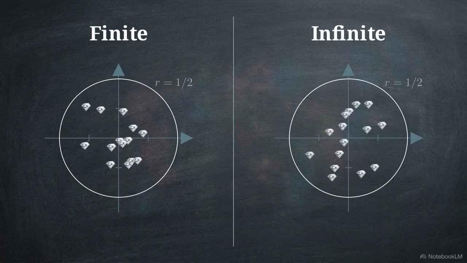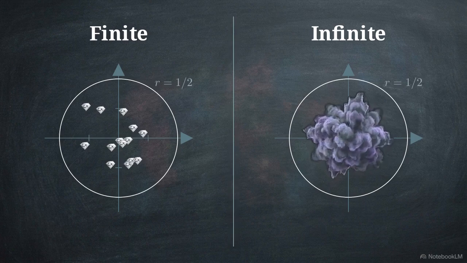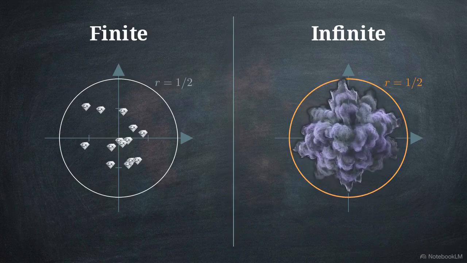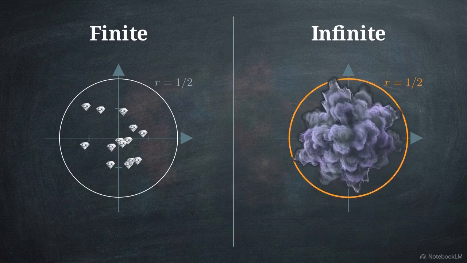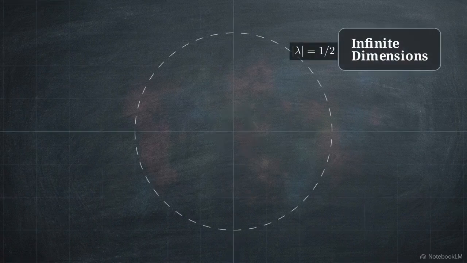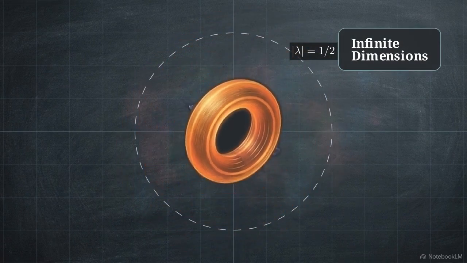This split screen visualizes the threat. Left, the finite system holds sharp, isolated points. Right, the infinite system's dots blur into a continuous essential spectrum, bleeding toward our 1/2 boundary line. If this cloudy spectrum touches the 1/2 radius, the precise geometric decay rate is destroyed. The theorem relies on a specific property to prevent this bleed: quasi-compactness.